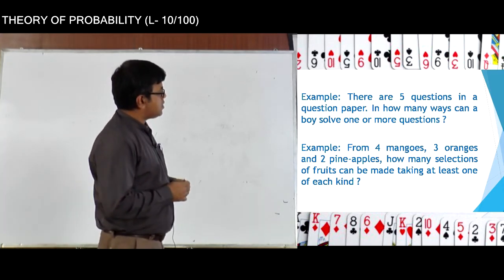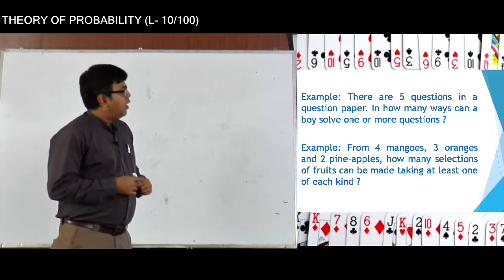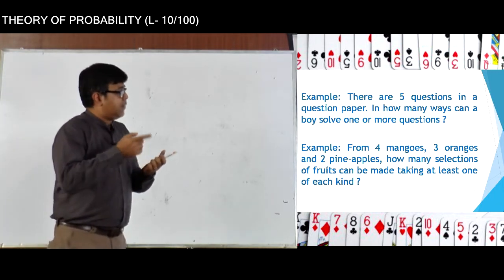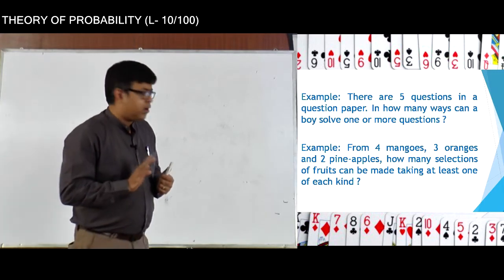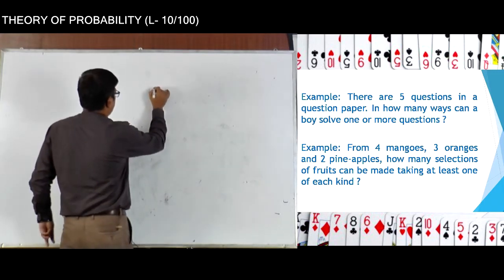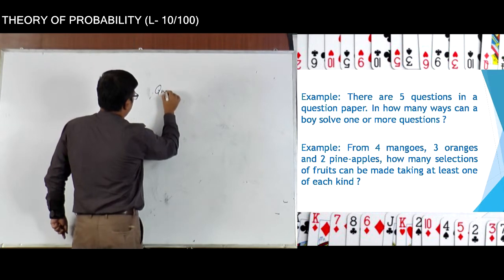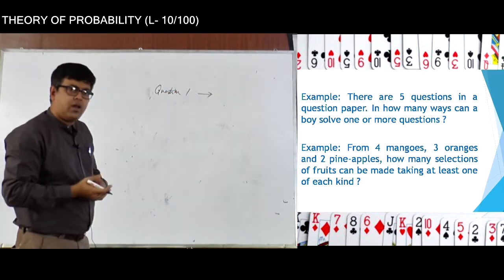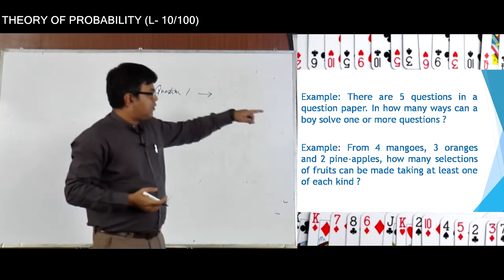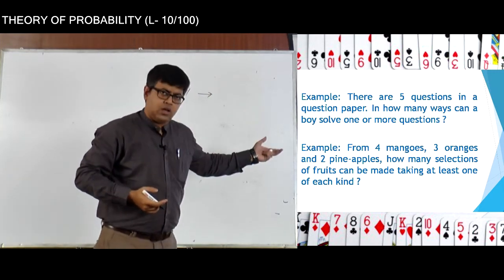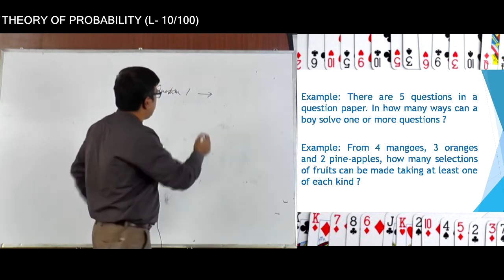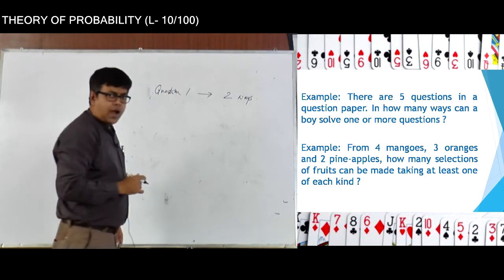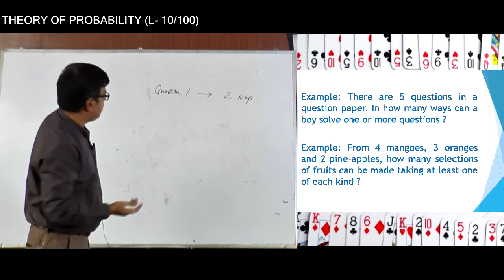So there are 5 questions in a question paper, and in how many ways can a boy solve at least one of the questions? Now since there are 5 questions, first question 1. The boy can either answer the first question or not answer it. So he can dispose the first question in how many ways? In 2 ways. Either he answers it or he doesn't answer it.